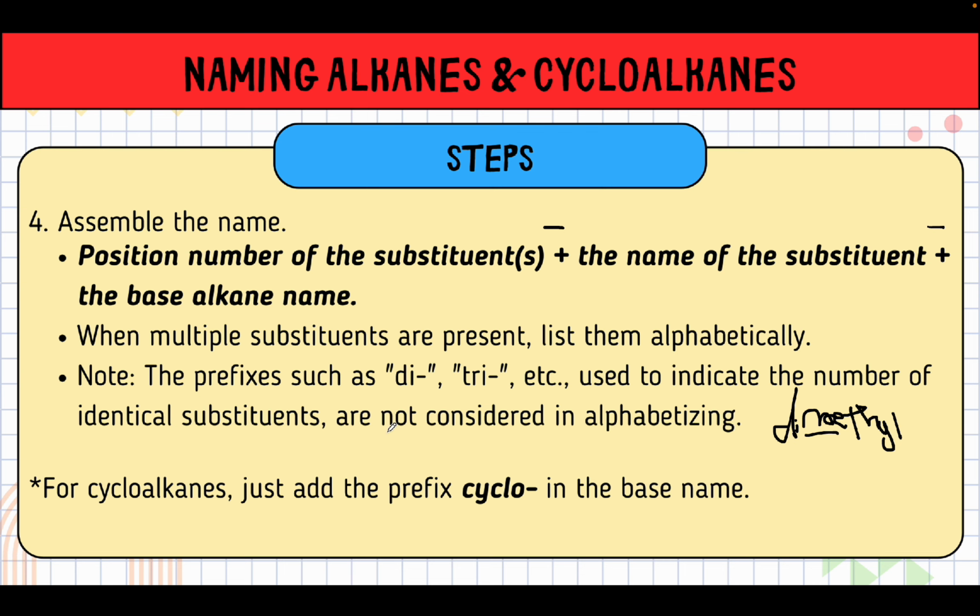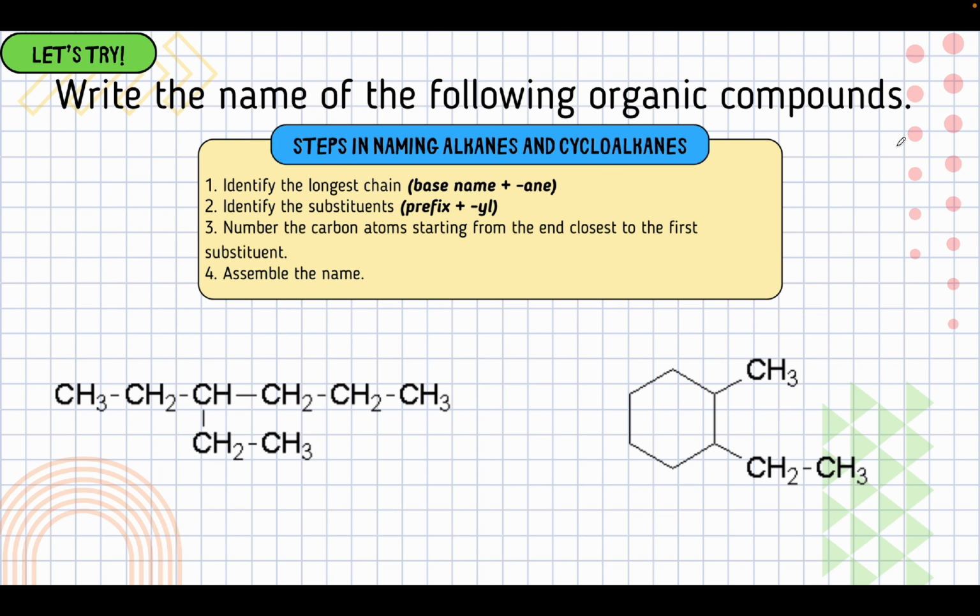Okay, for cycloalkanes, you just add the prefix cyclo. Okay, so that's why it's cycloalkanes. So if you have 3, it will become cyclopropane. Now let's have some examples to make it clear. Write the name of the following organic compounds.